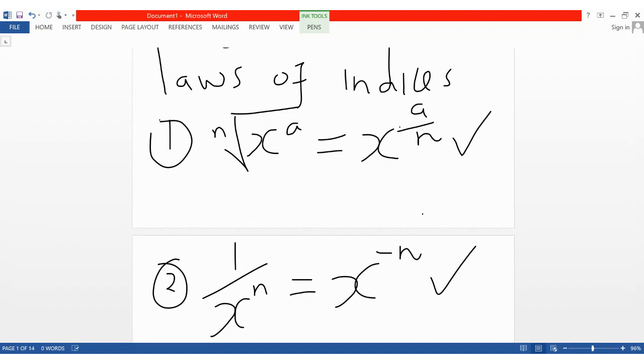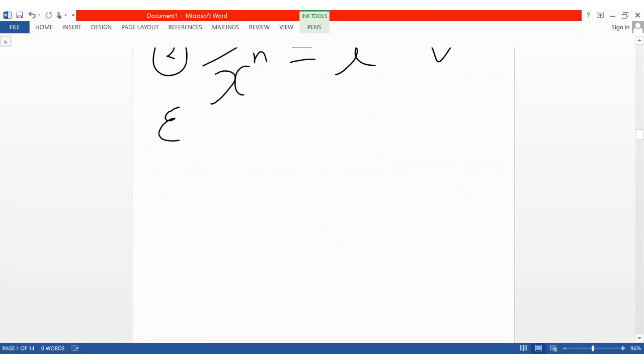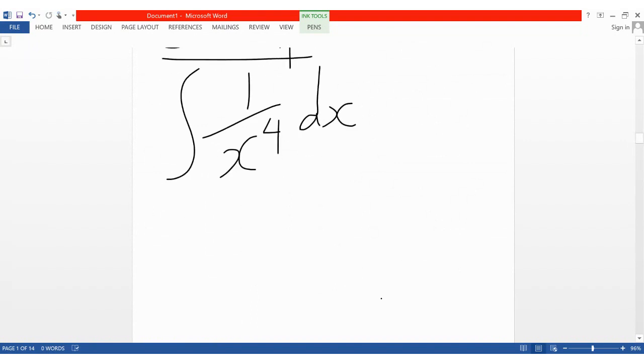Again, you can't work with the nth root, square roots, third roots, fourth roots. You must be able to use this one. So I'll do an example. For example, we integrate 1 all over x raised to power 4 dx. You can try to avoid this one, because these are the mistakes that I see.